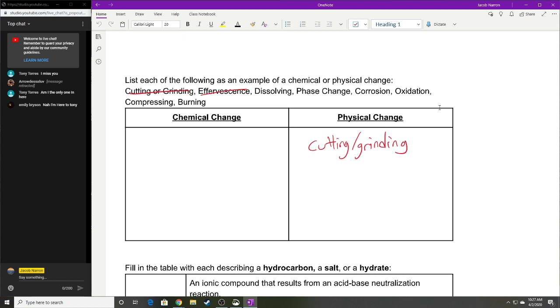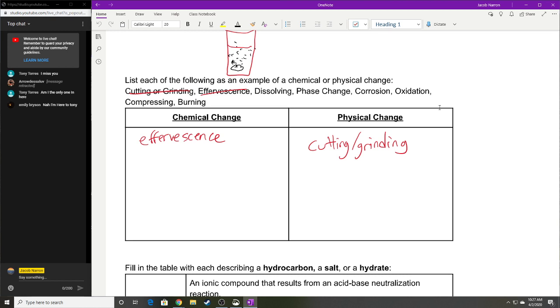Alright, effervescence, which if you don't know what effervescence is, that's where you got like an Alka-Seltzer tablet. You put the Alka-Seltzer tablet down in some water and it bubbles. If you don't know what Alka-Seltzer is, well, I don't know what to tell you. But effervescence is going to be a chemical change. It's creating bubbles.